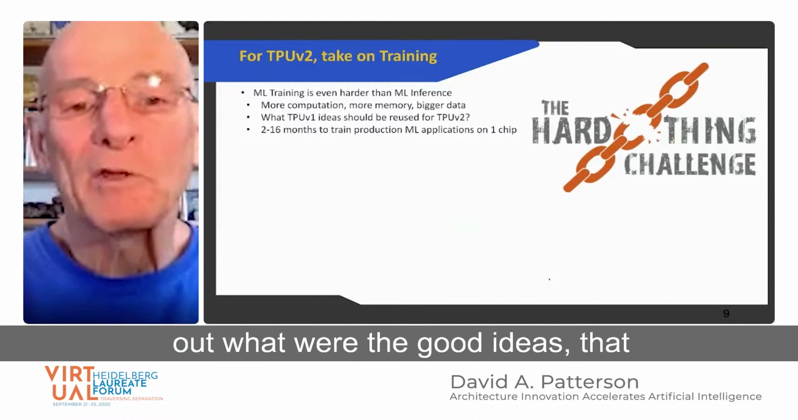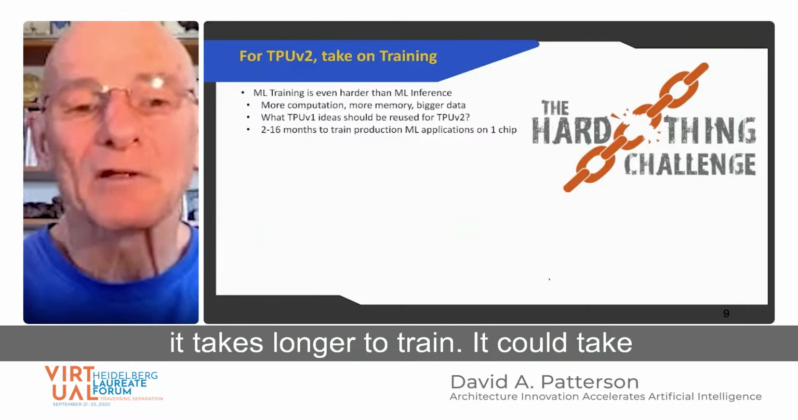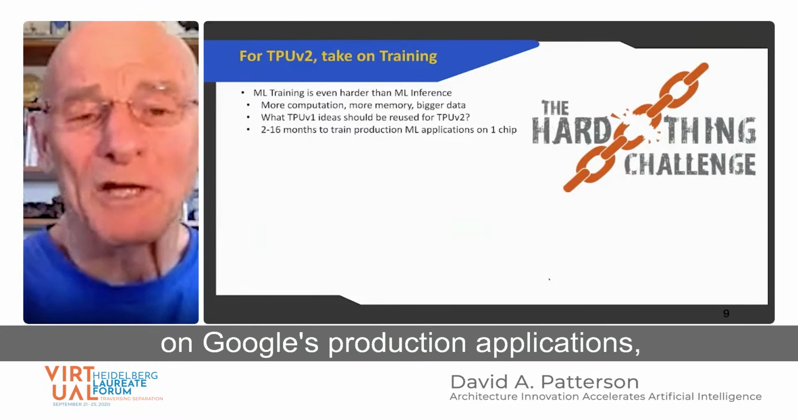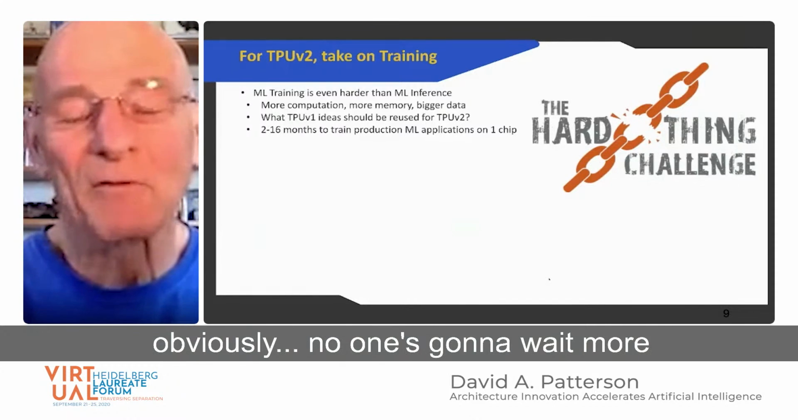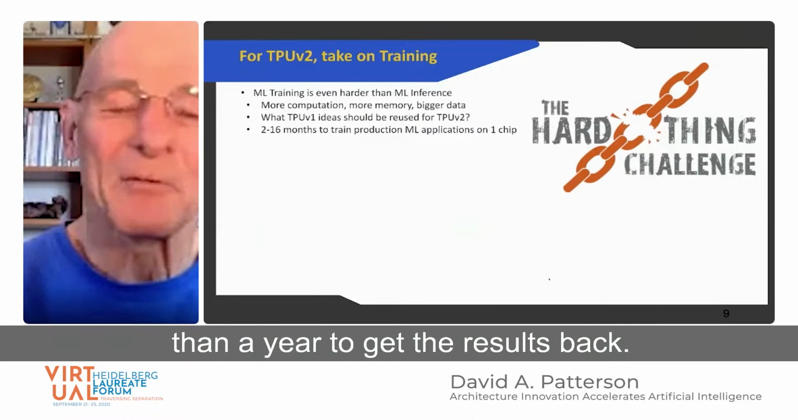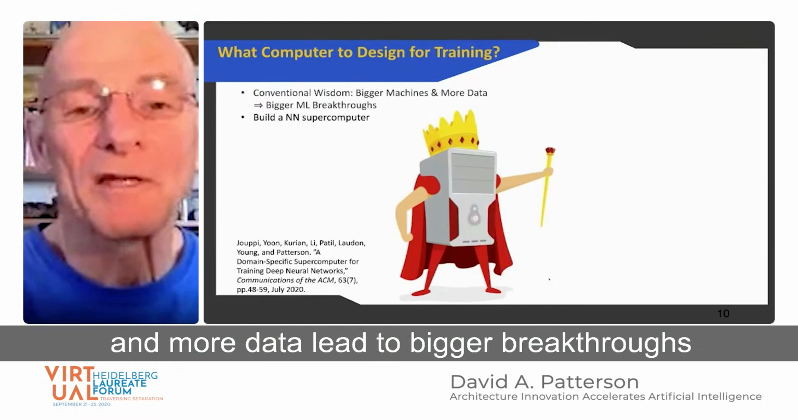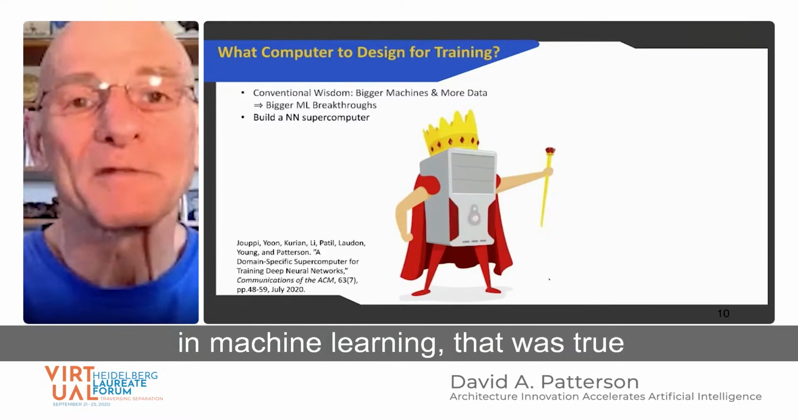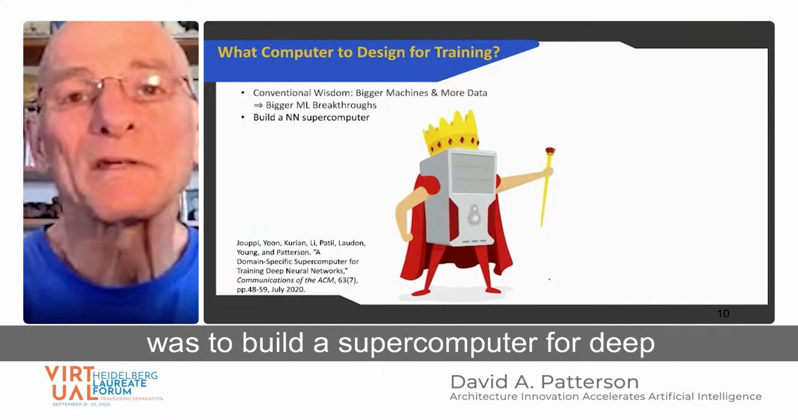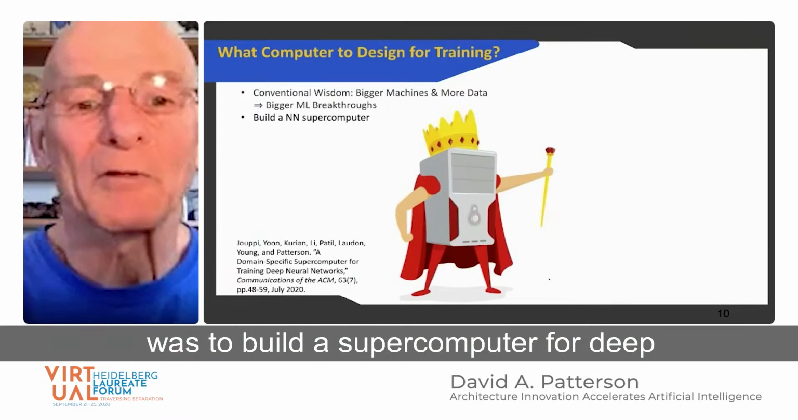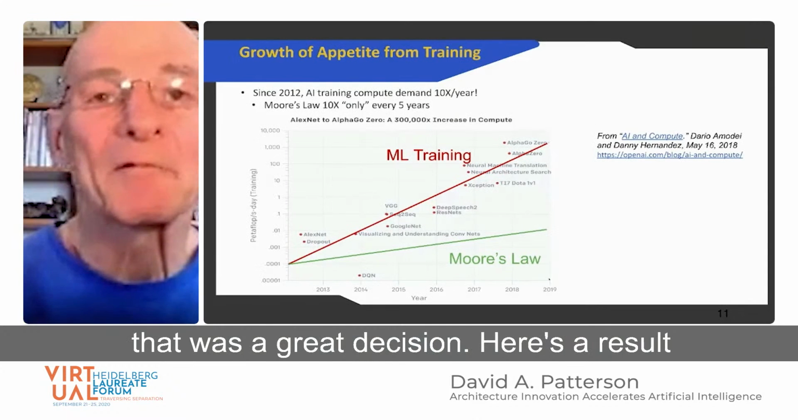And then we tried to figure out what were the good ideas that we should carry over and what had to be new. Well, the first thing was, as I said, it takes longer to train. On Google's production applications, if we were trying to do it with one chip, it could take more than a year. Obviously, no one's going to wait more than a year to get their results back. When you think about it, bigger machines and more data lead to bigger breakthroughs in machine learning. That was true in 2015, just like it is today. The goal was to build a supercomputer for deep neural networks. And in retrospect, that was a great decision.